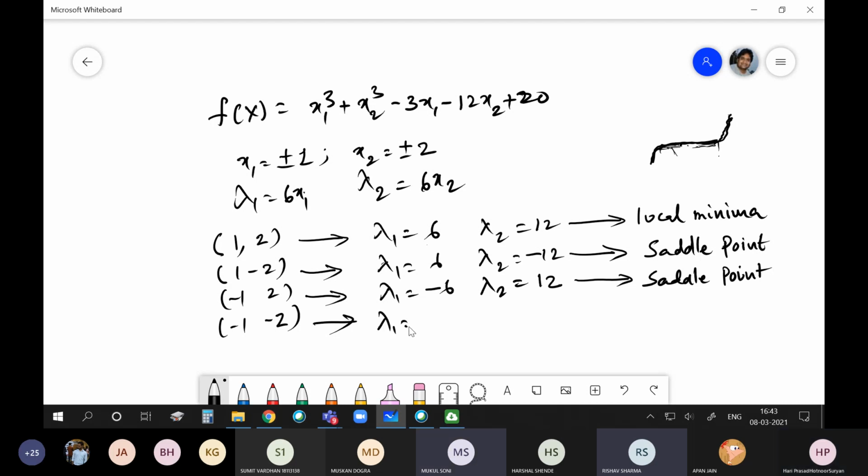Lambda 1 is minus 6, lambda 2 is minus 12. So you will have a local maximum.